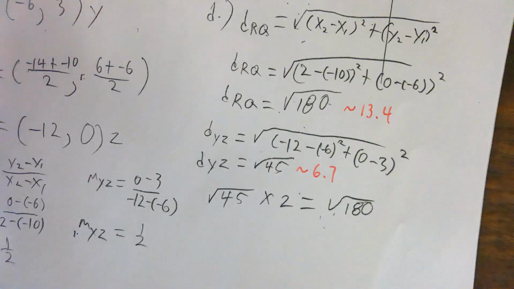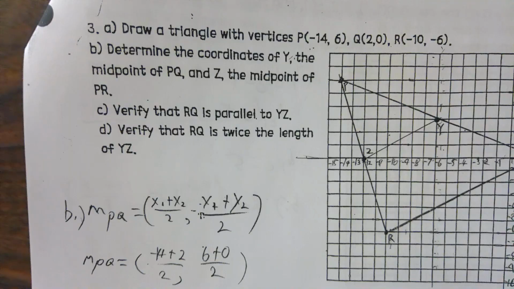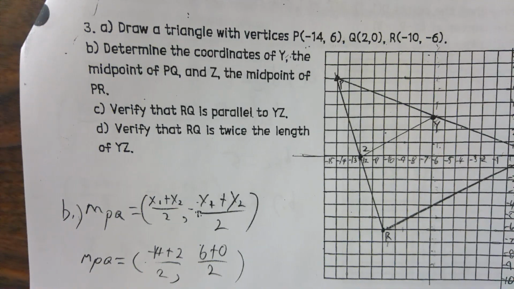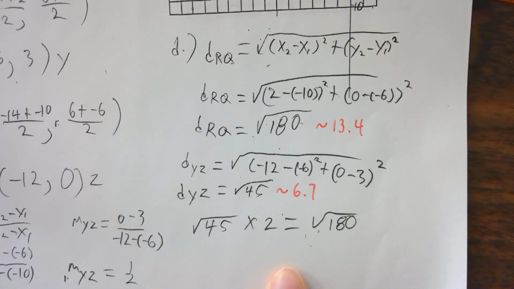Hypothetically, how many marks should we work on this question? Yeah. 5. So 1 mark for finding the midpoint, slope, distance.